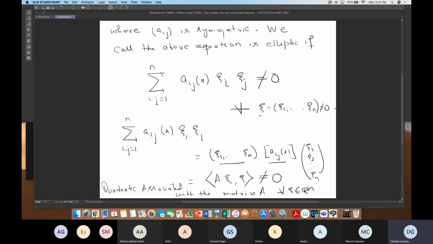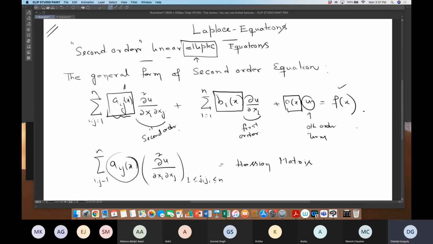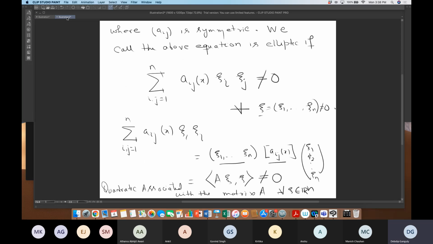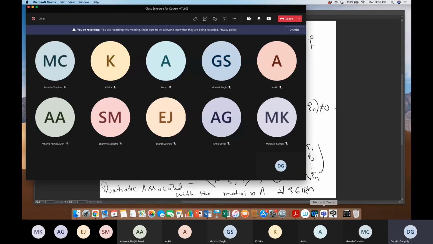So let me start again. This is a second order linear equation. Now we have introduced a new term, elliptic. A second order differential equation is said to be elliptic if the matrix Aij is symmetric and has a non-zero quadratic form, that is, A xi xi is not equal to 0. Is that clear to all of you?